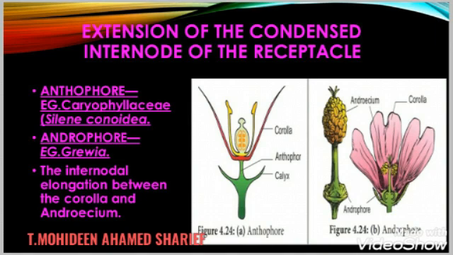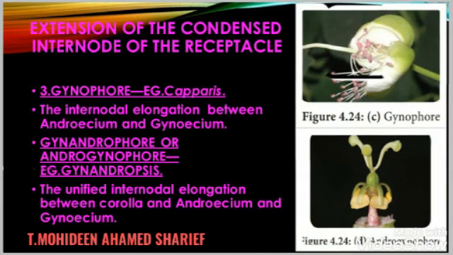You can see that in the diagram. They are given the example of gynophore and anthophore. In that you can see the internodal elongation. That means the receptacle would have been elongated. Fourth one is gynandrophore or androgynophore. The unified internodal elongation between corolla and androecium and gynoecium. Example Gynandropsis.